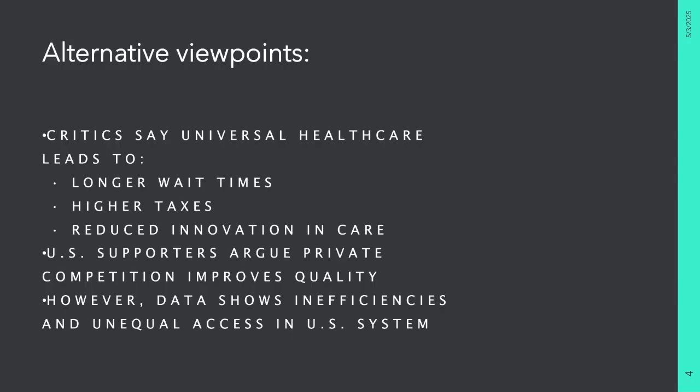So here are some alternate viewpoints. To be fair, critics of universal healthcare argue that it leads to longer wait times, higher taxes, and less innovation. Some people also say the US system allows more consumer choice and competition. While these concerns are valid, data shows the US system still underperforms in efficiency and access, especially considering how much more the US spends.